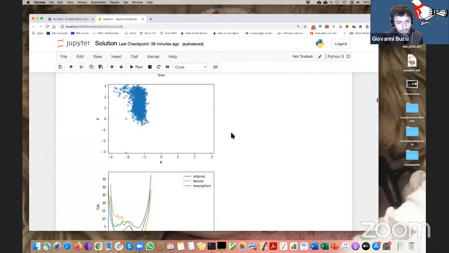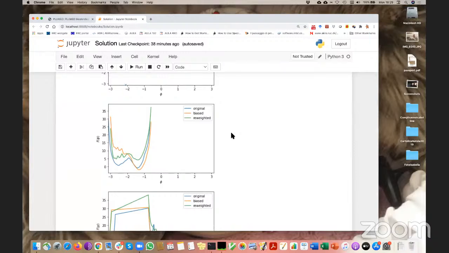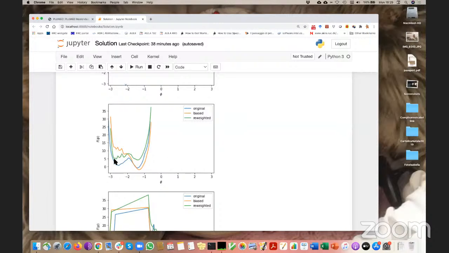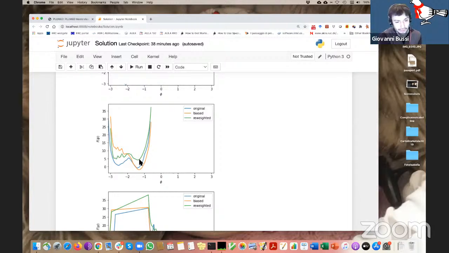Say it again. So what do you mean with the shift? So it's a free energy, so it's only up to a constant shift. Yes, that's totally correct. When I say they are equal, I mean up to a shift. Obviously, they are not even similar.